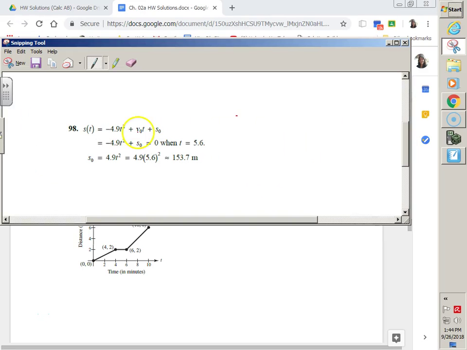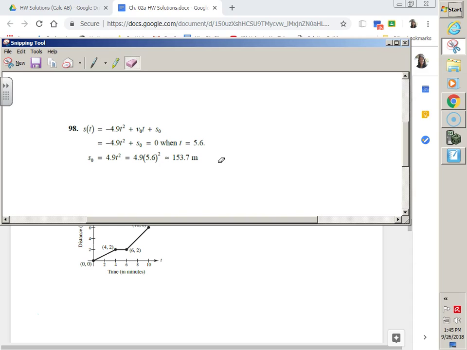So guess what happens in the answer key when they go to actually solving number 98? V sub naught disappeared because dropped. Okay, as we look at the equation, what happened to the V sub naught? And what happened to the S sub naught? Nothing, because they didn't tell me how high the thingamabob was, did they?